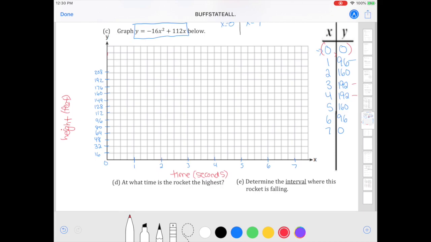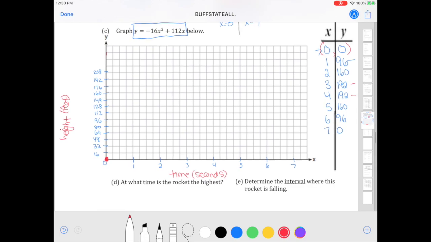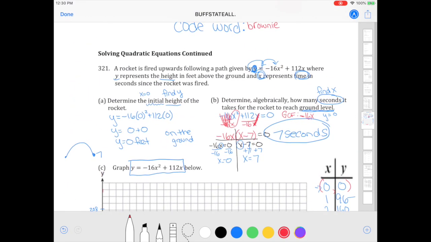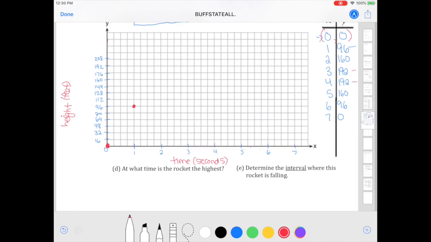So the first point is the point 0, 0. That one's real easy to apply. It's right here on the corner when x is 0 and y is 0. Your next point is 1, 96, which means after 1 second, it was at a height of 96 feet. I believe it was feet. Yeah, feet, wow. So 96 feet after 1 second.